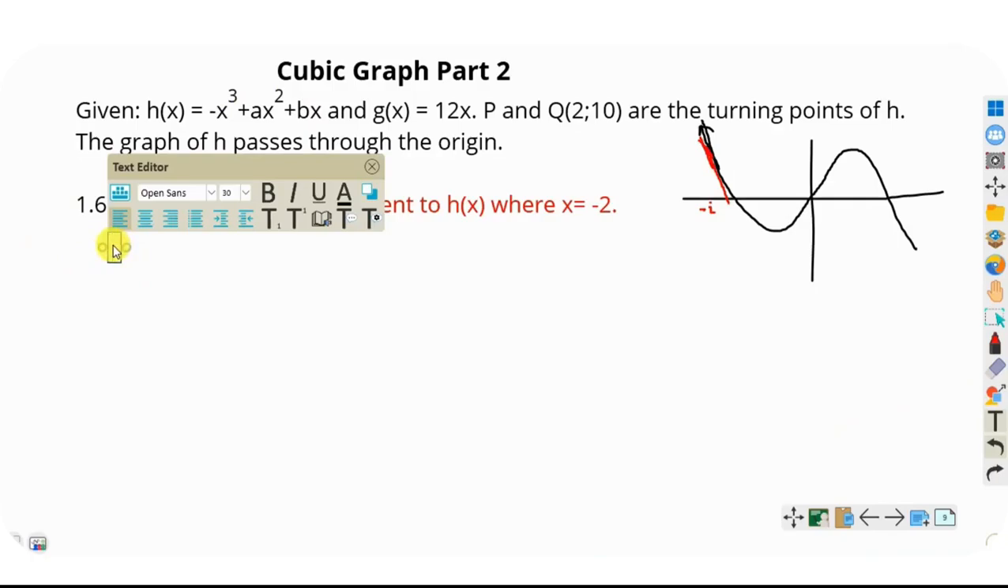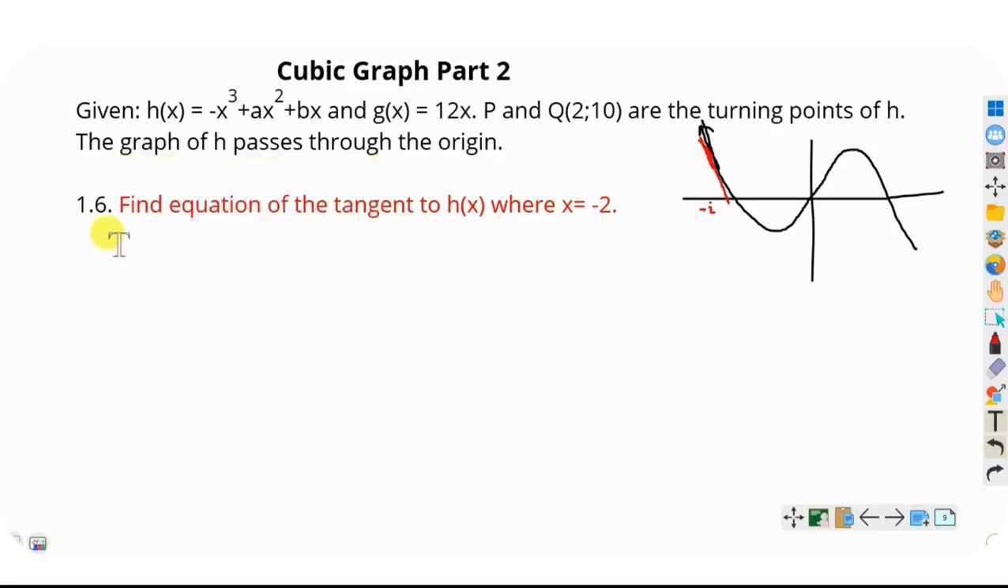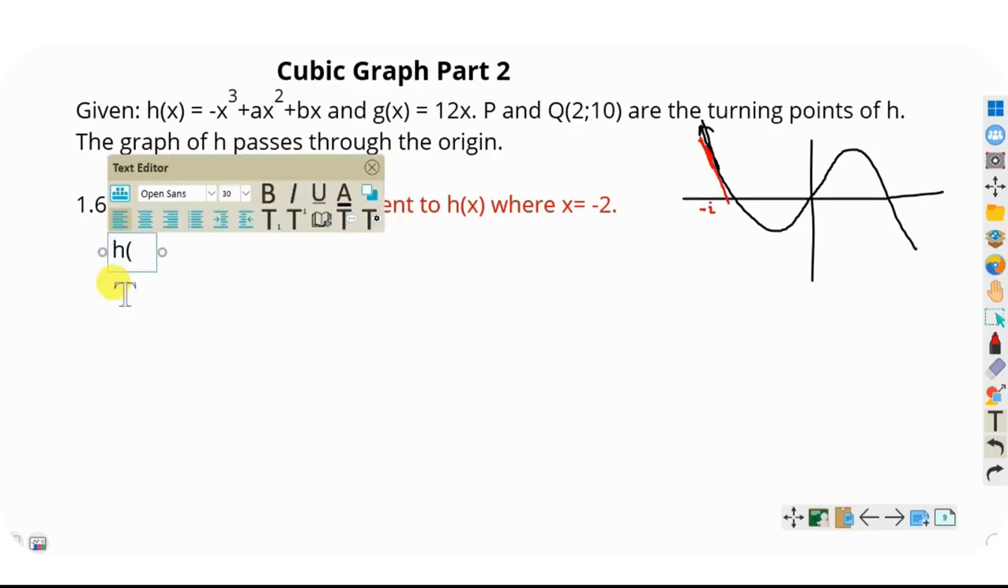So here we have the equation. I'm going to write the equation of h: h of x equals minus x cubed plus 3 over 2 x squared plus 6x, like that.